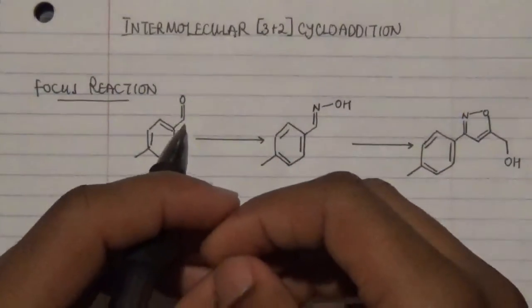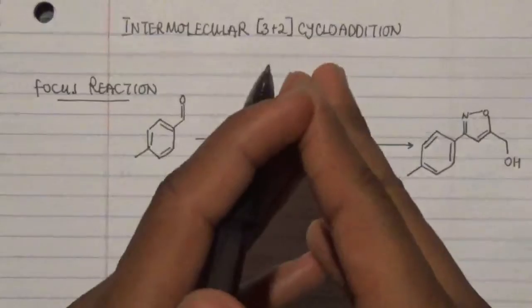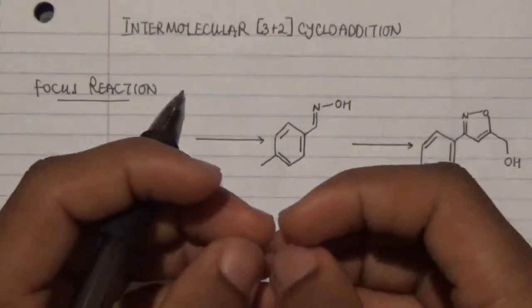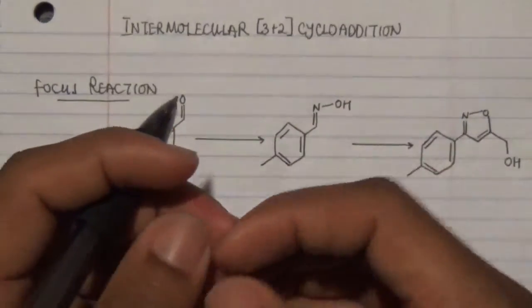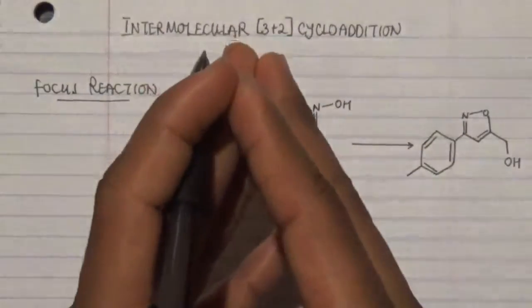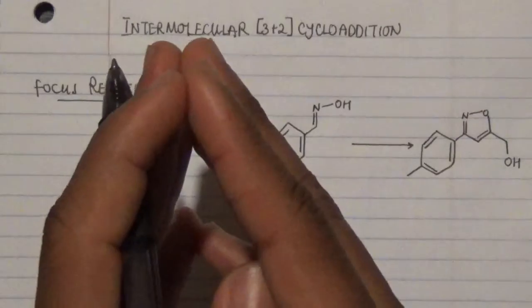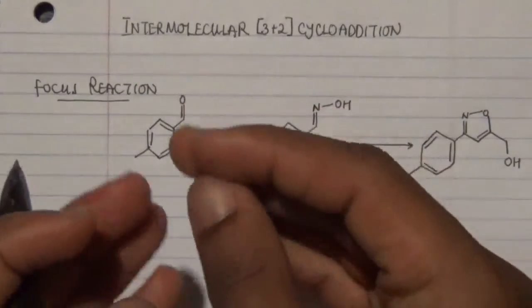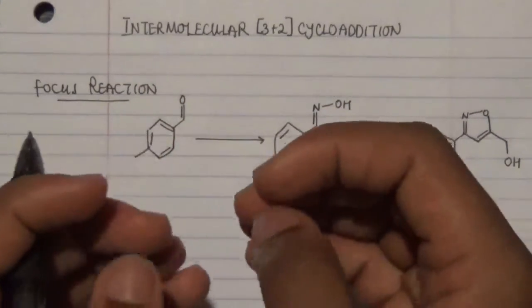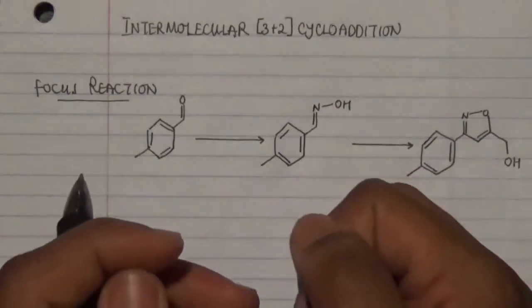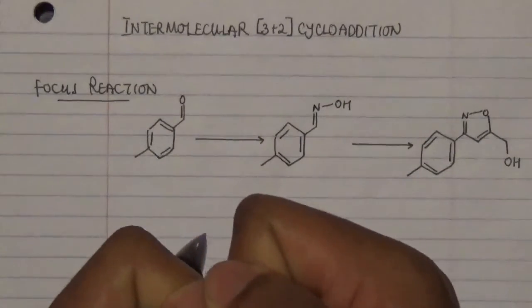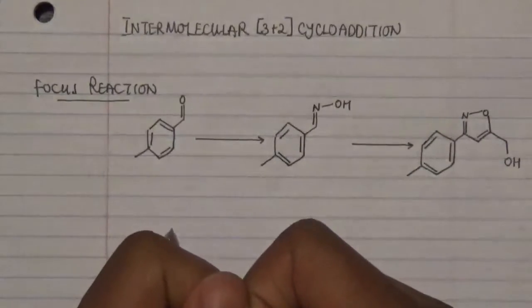So in here we're going to be looking at the intermolecular 3+2 cycloaddition, and this is mostly related a little bit to the 4+2 cycloaddition. In here we're looking at a species that has 3 atoms having 4 electrons in them, and that will be involved in a cyclization with another species with 2 atoms containing 2 electrons in them.